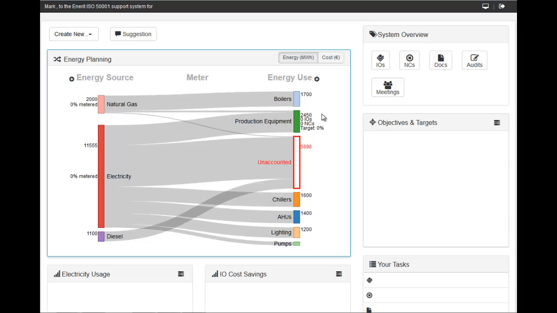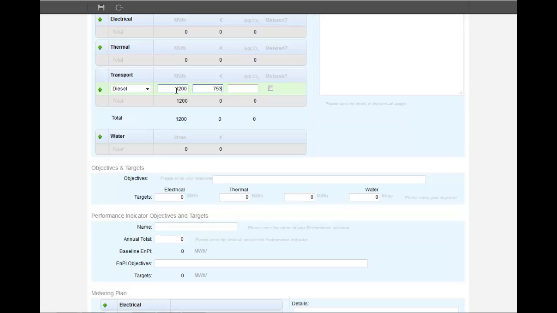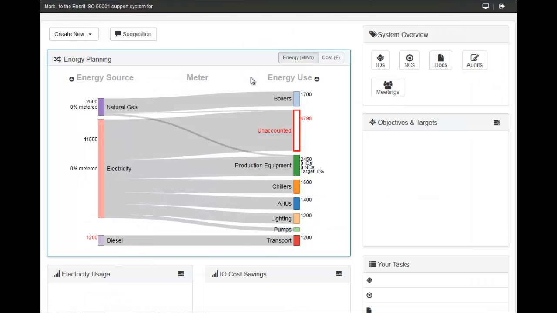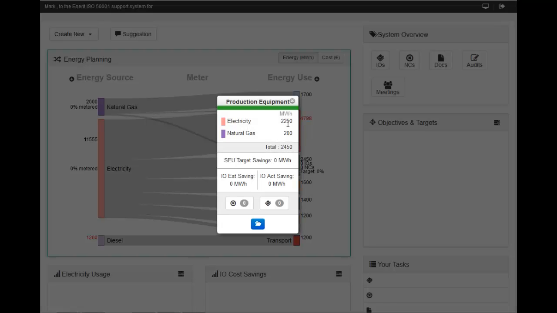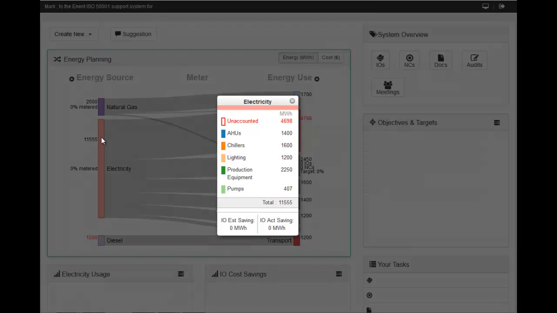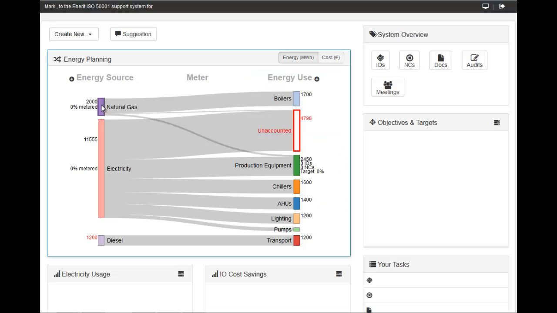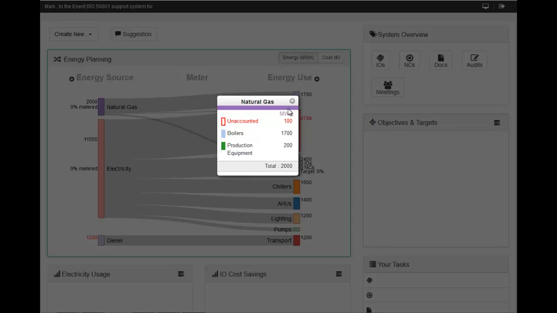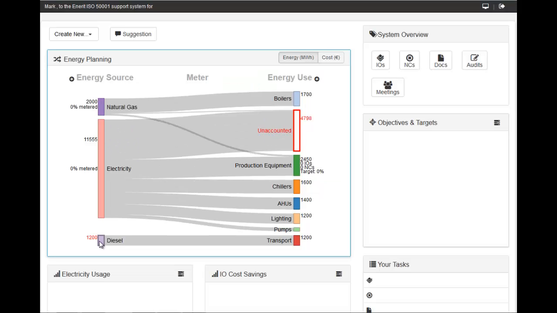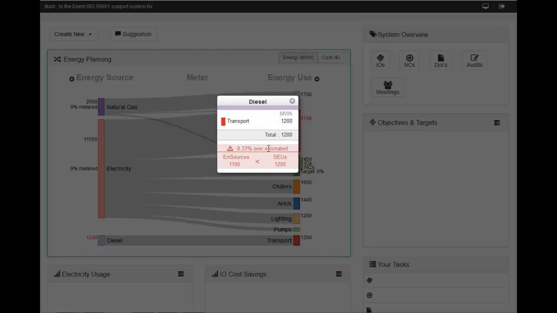You can even begin to capture information on transport energy uses. This displays in the Sankey and gives you a full track record of all of your energy uses. Then you can toggle through the different energy uses to see what sources they use and other information. You can toggle through your energy sources to see where they go and what energy uses use them. If your estimates are off, you can see it here with your energy sources versus your energy uses.